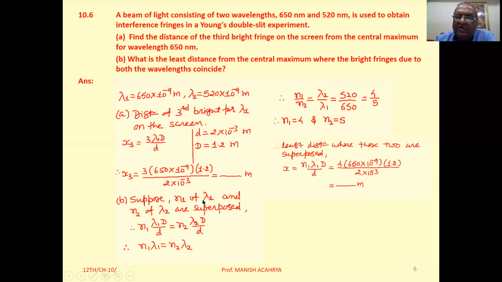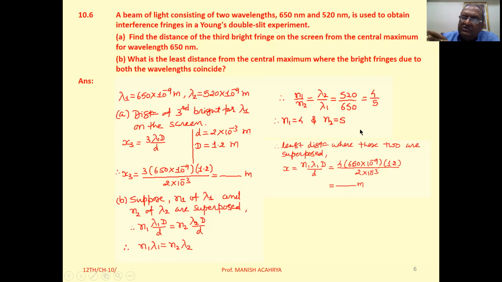Means for lambda 1 fourth bright and for lambda 2 fifth bright superpose to each other on the screen. Okay. Now that particular least distance where these two superpose, we can use either of these two. x equal to n1 lambda 1 capital D by small d. n1 that is fourth one, lambda 1 650 into 10 raised to minus 9. Capital D that is 1.2 and small d that is 2 into 10 raised to minus 3. Then solve this one, you will get that least distance where these two superpose. Clear?